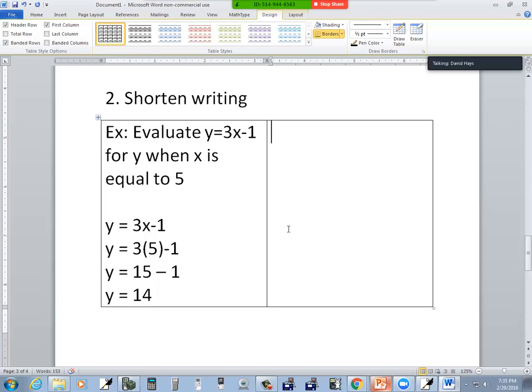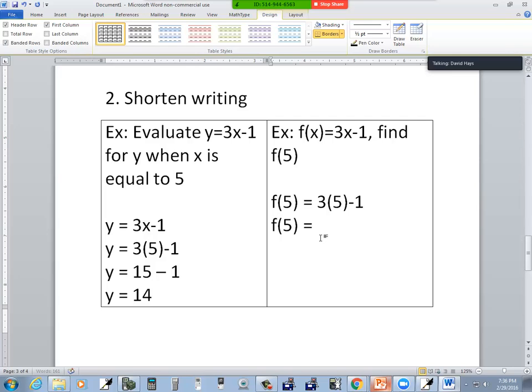Well, instead of writing all those words down, we could say f of x is equal to 3x minus 1 and say find f of 5. That says the same thing as all these words over here. So that's the second purpose of function notation, is to shorten writing. Now it works the same way. To find f of 5, we replace our x with parentheses, and then we plug 5 in. So then f of 5 is equal to 15 minus 1. F of 5 is equal to 14.